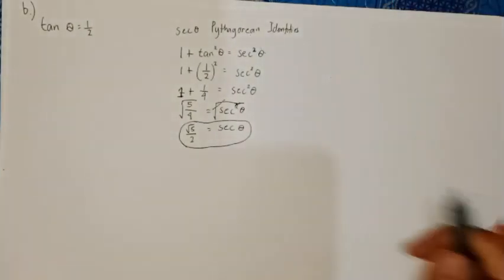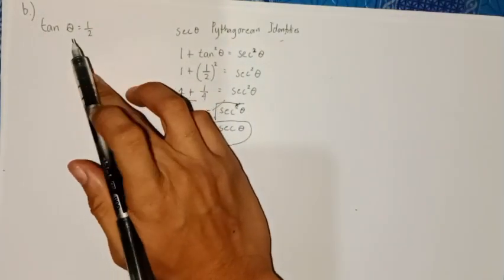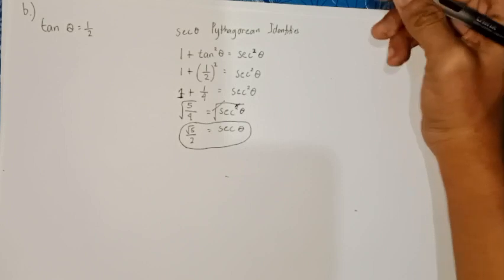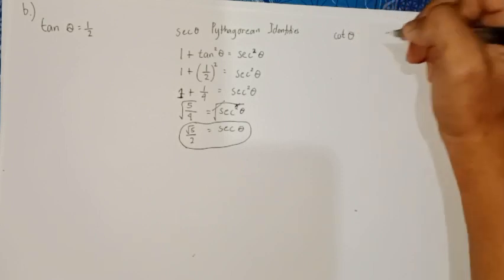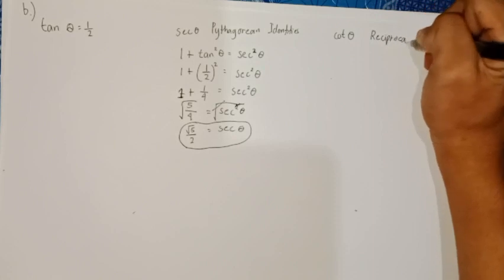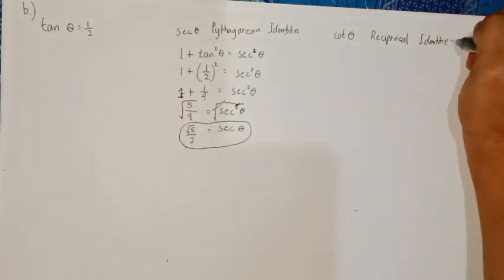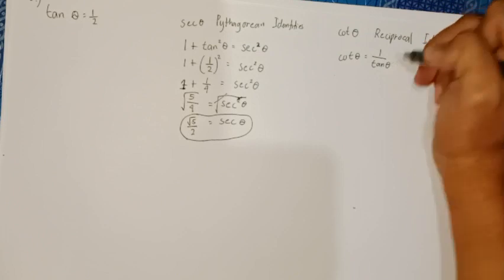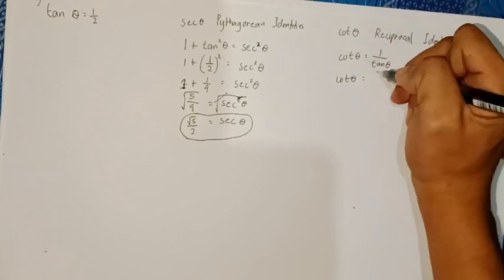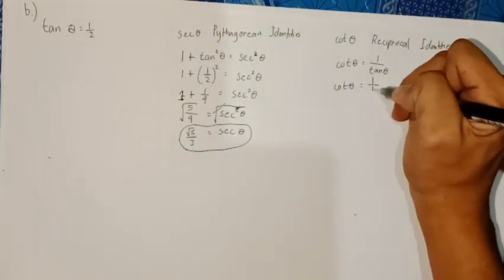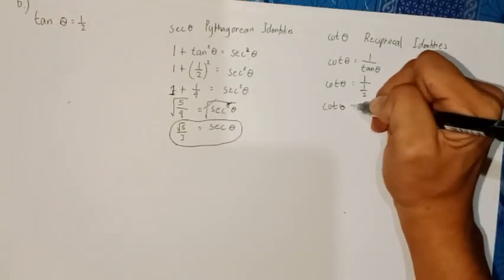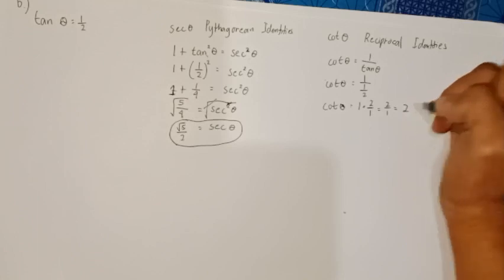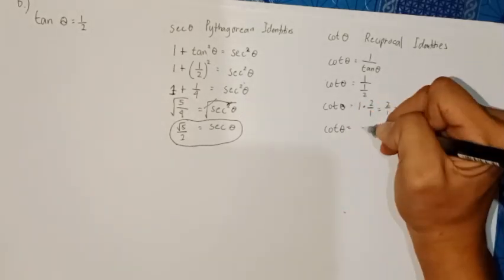Now next, we will find the value of cotangent by using the reciprocal identities. So cotangent theta is equal to 1 over tangent theta. The value of tangent theta is equal to 1 half. So just substitute. Cotangent theta is equal to 1 times 2 over 1. 2 over 1 is equal to 2. So cotangent theta is equal to 2.